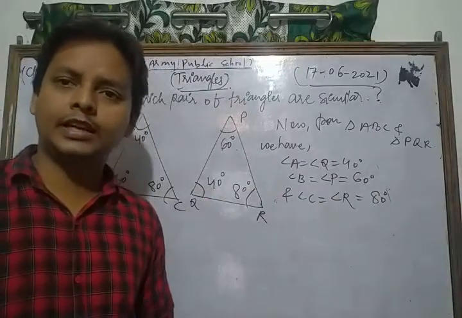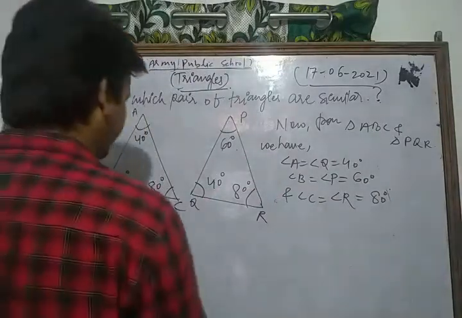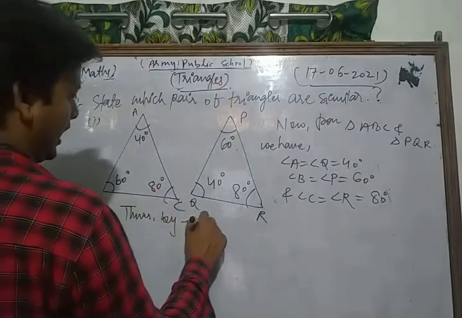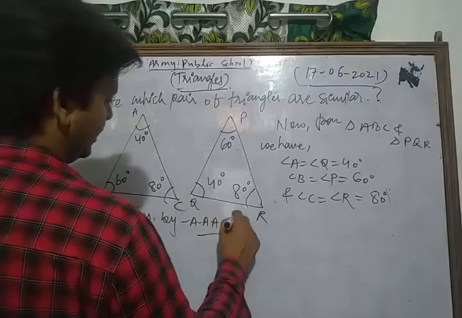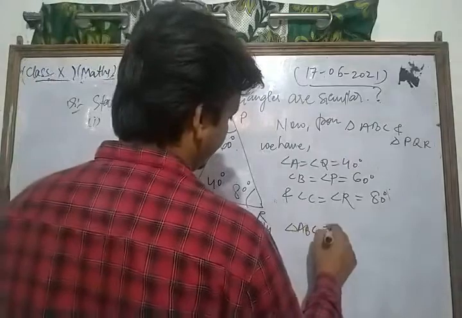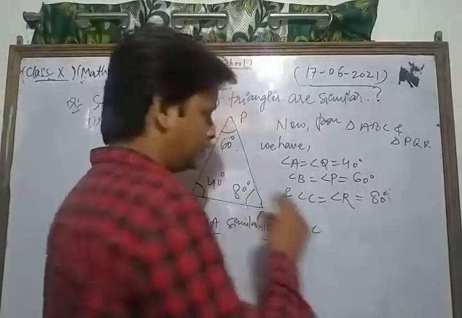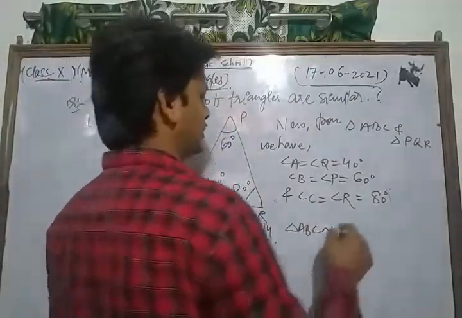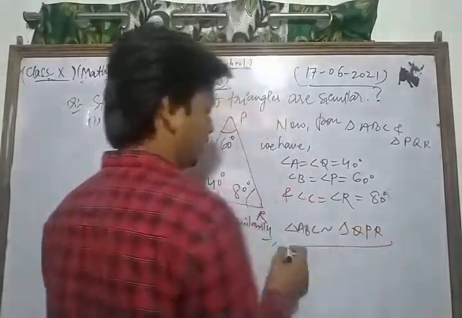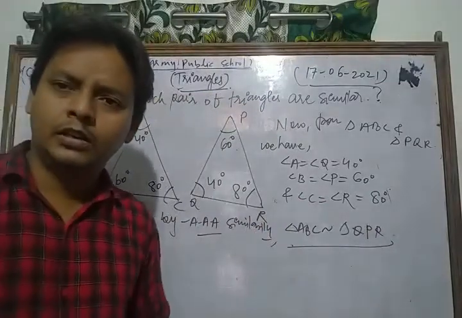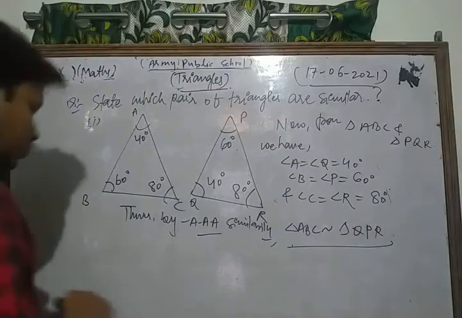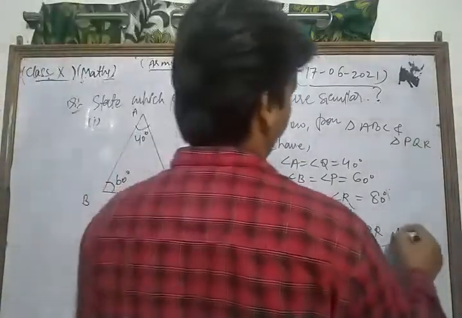Thus we know that by the angle similarity, triangle ABC is similar to triangle QPR. Okay, dear students, so this is the required solution of the given question.